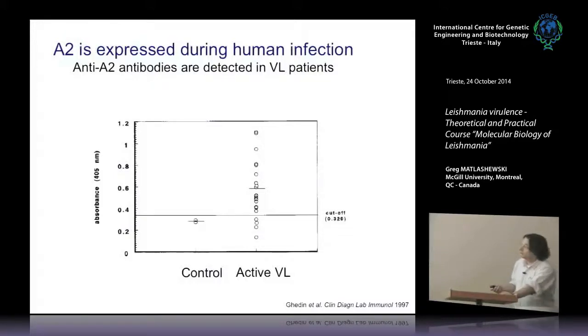So this was one experiment done by Elodie, who was a graduate student in my lab. And she took patients with VL. At this time we had some sera from the Sudan, and almost over 90% of them had antibodies against A2. So clearly this protein is being expressed. And this also indicates it might be a useful diagnostic antigen as well. So this was one of the things that we considered using A2 for. It's not being used as a diagnostic antigen, but at least this experiment shows that it is present in people.